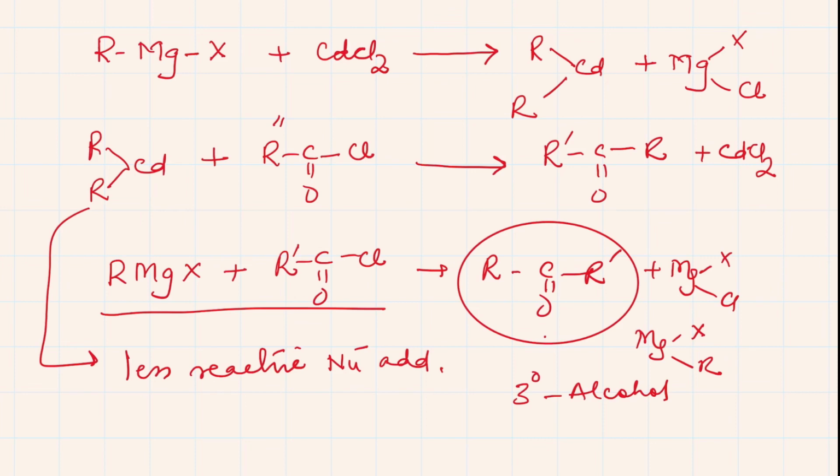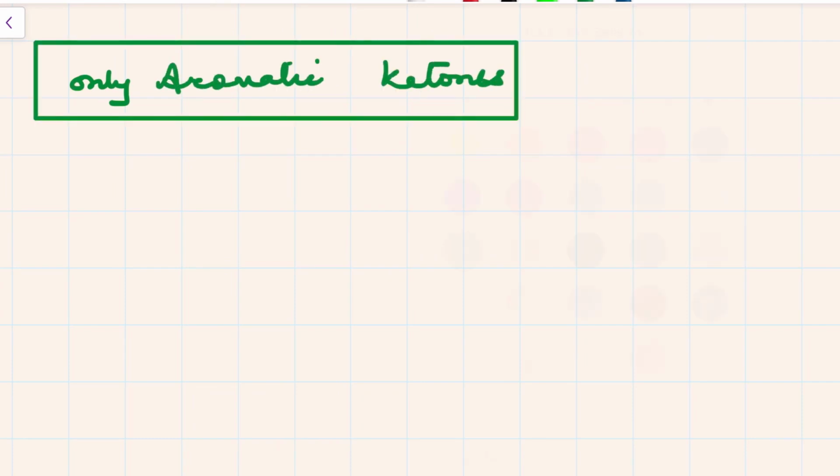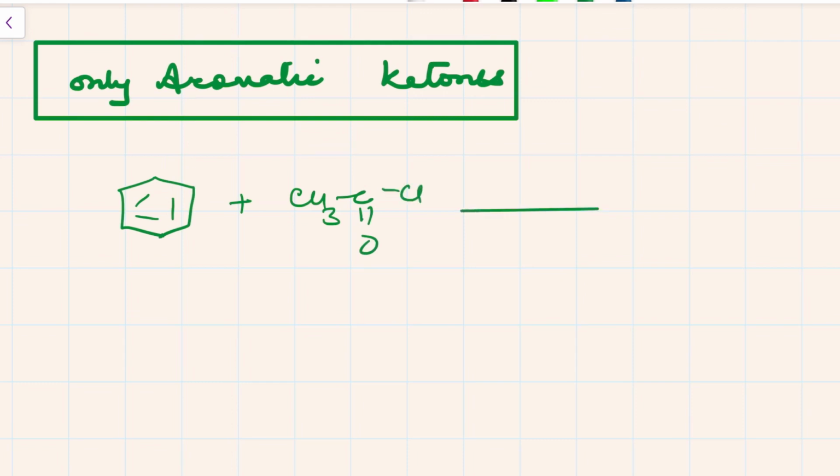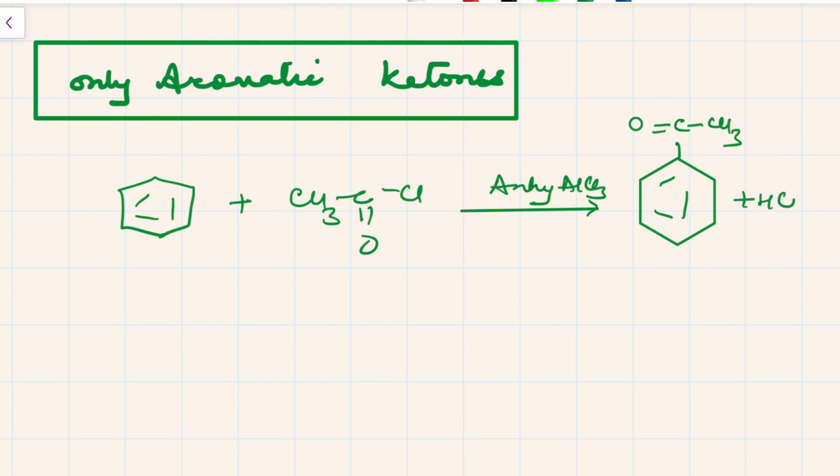So let's move on to the next one. In this category, I'll be talking about only aromatic ketones. A very simple reaction where you take benzene and make it undergo Friedel-Crafts acylation in presence of anhydrous AlCl3, and you get acetophenone. You can get other derivatives as well, right? So you get a ketone and you get HCl. Now, this is for aliphatic plus aromatic.